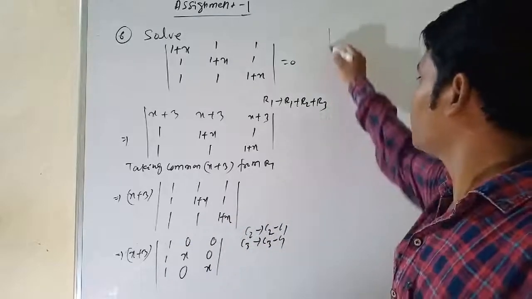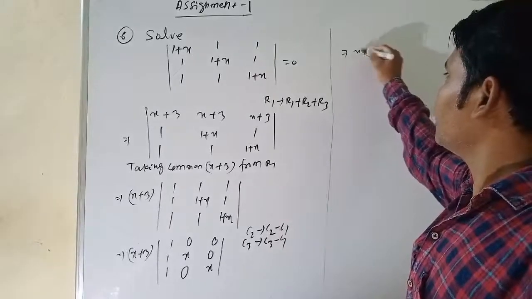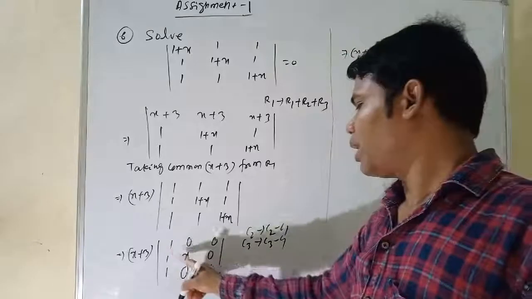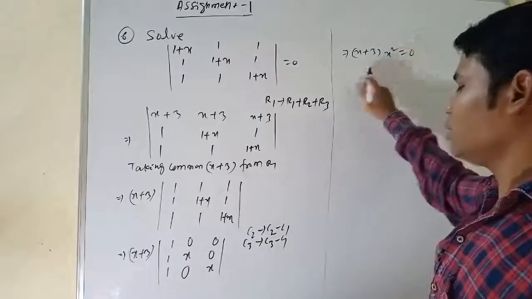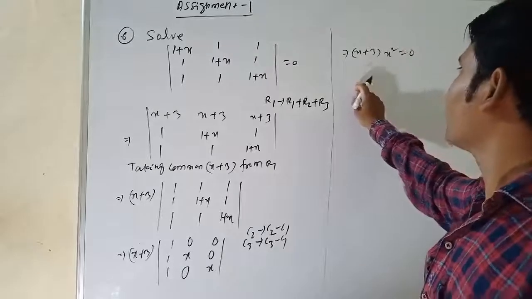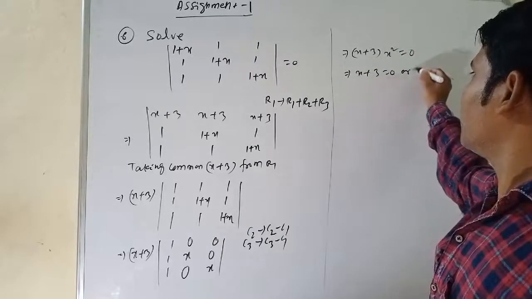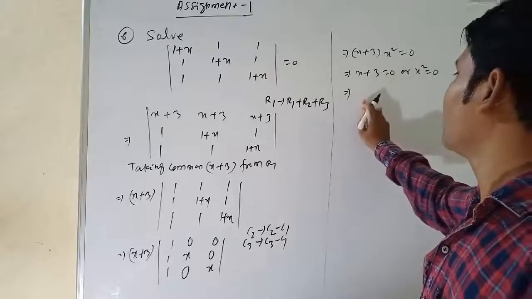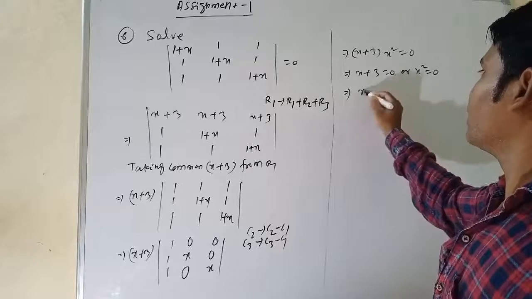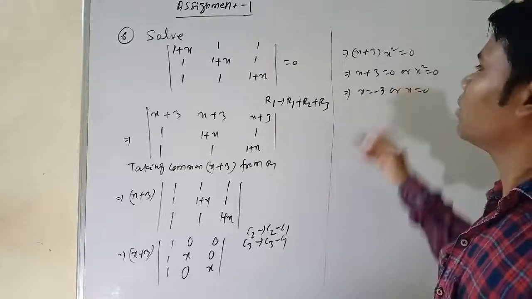That is equal to x plus 3 times 1 into x square is equal to 0. That means x plus 3 is equal to 0 or x square is equal to 0, that is x is equal to minus 3 or x is equal to 0 is the solution.